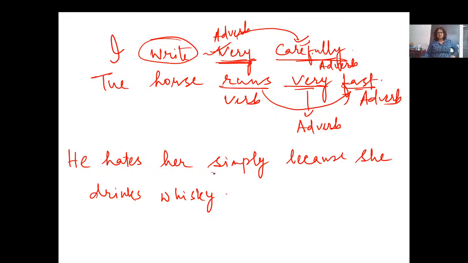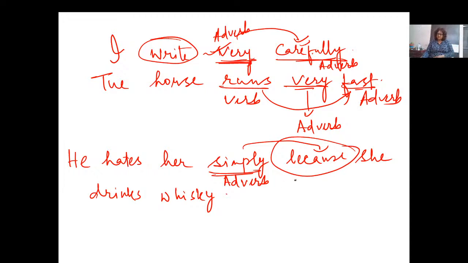Here, simply is an adverb, and it is a qualifier of because. Because here is a conjunction. Because is a conjunction and simply is an adverb. So in this sentence, simply is an adverb and qualifies the conjunction because. So it can qualify a conjunction, an adverb, an adjective, the verb, and the full sentence also.